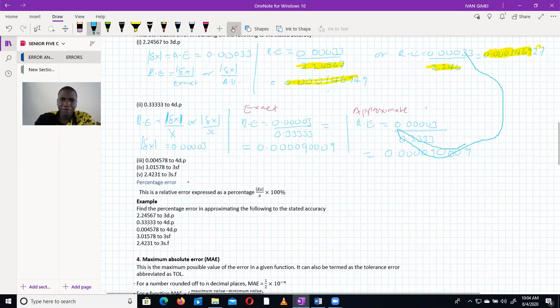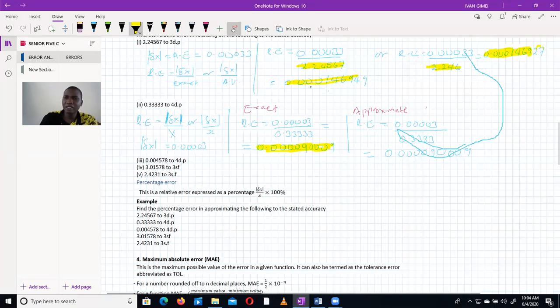Remove, then you proceed. Okay, percentage error. If you've understood how to find relative error, then percentage error is just a walkover. You'll simply multiply relative error times 100. Like this one here, if you want to find percentage error in this, you simply multiply this by 100%. Multiply relative error by 100% and that will give you percentage error.